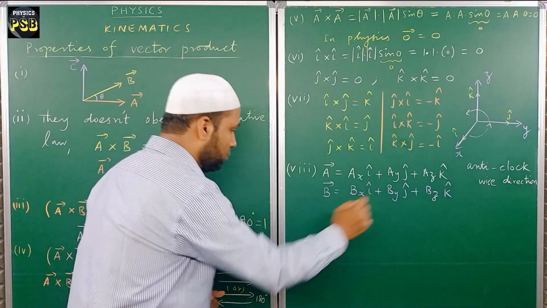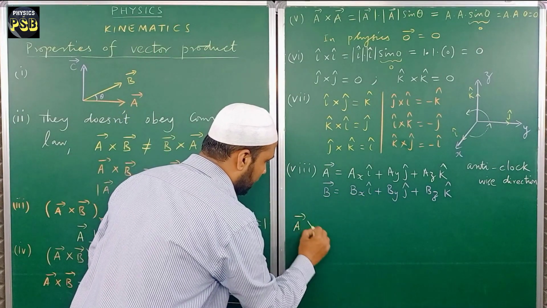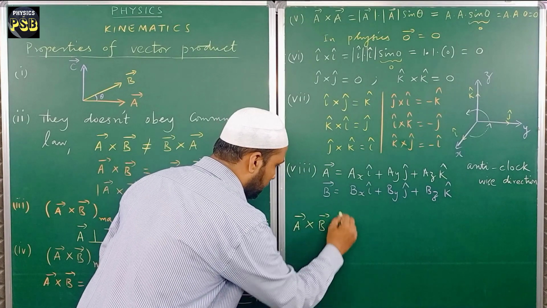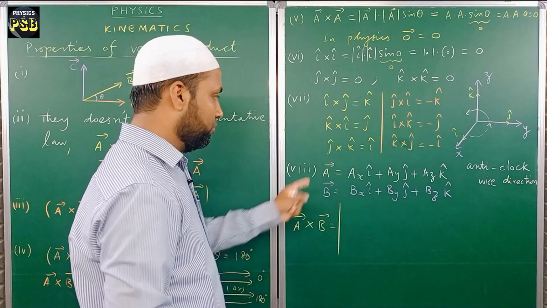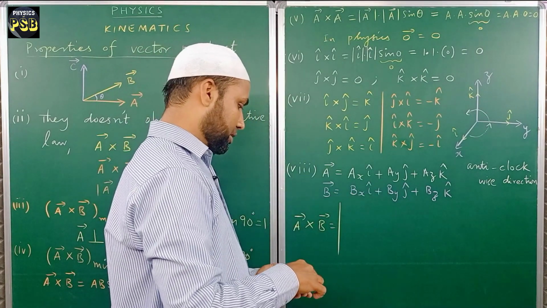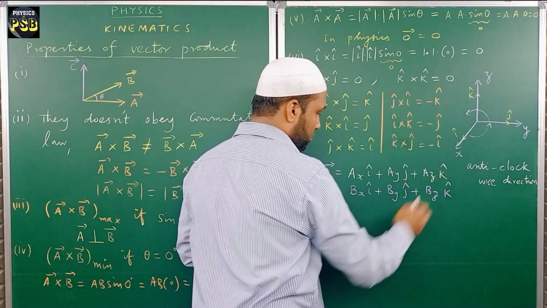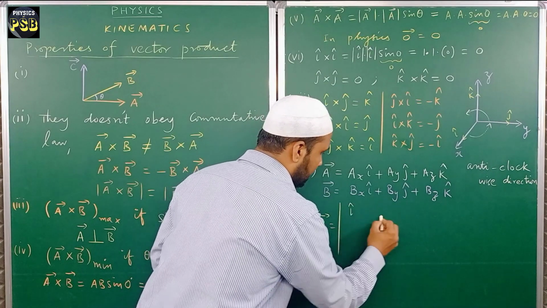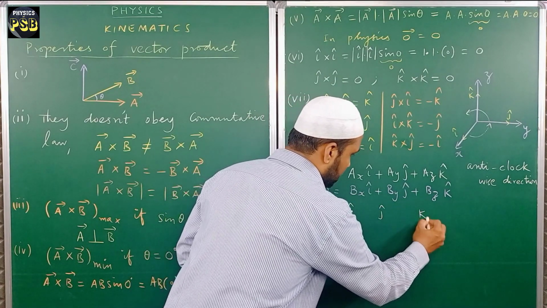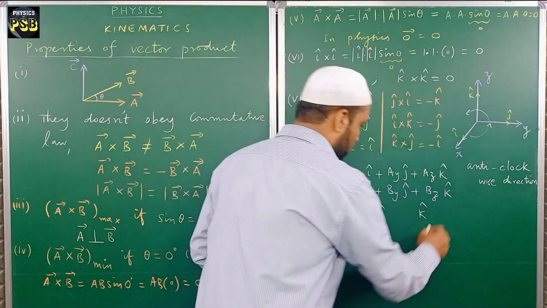For that, I write vector A cross vector B. Then I take a determinant of the components. Here the common terms in both are nothing but i cap, j cap and k cap, so it is taken along the first row.